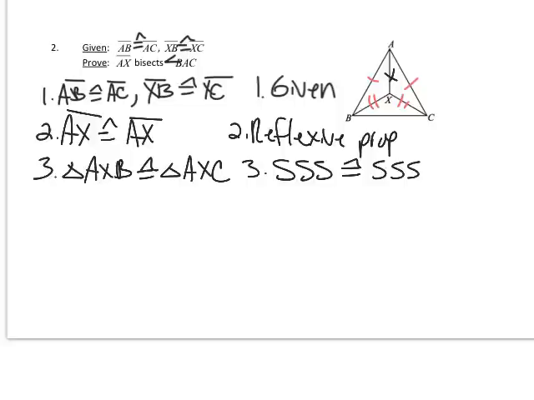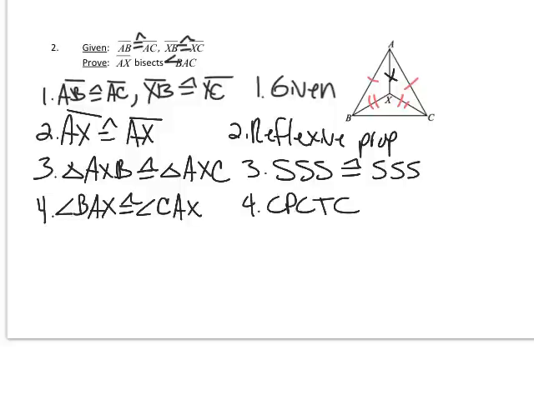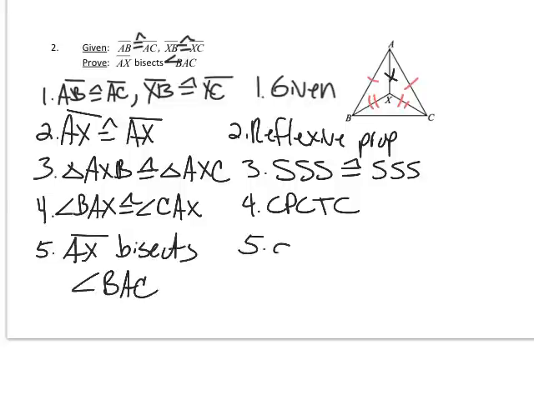Once you have the triangles congruent, I can go back and say that angle BAX is congruent to angle CAX. CPCTC, corresponding parts of congruent triangles are congruent. Now that you have that, that meets the definition of an angle bisector. So AX bisects angle BAC. And that is the definition of an angle bisector.